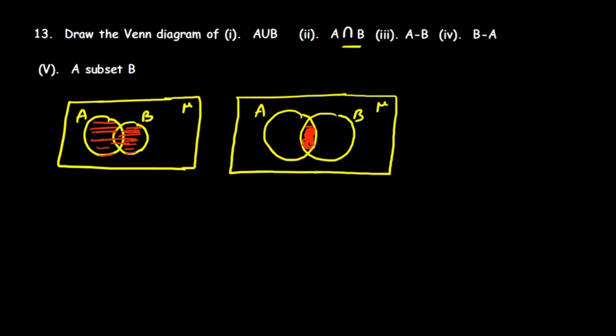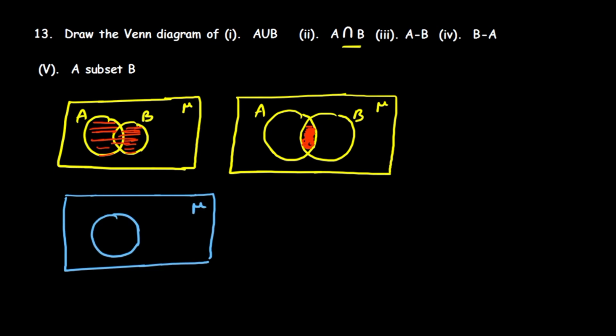Okay, the next question, A minus B. Don't forget this rectangular box indicates universal set. Now we take here set A and set B. So A minus B means we should take only set A. Only set A, it should not touch set B. Only set A we should shade like this. Okay, should not touch set B.